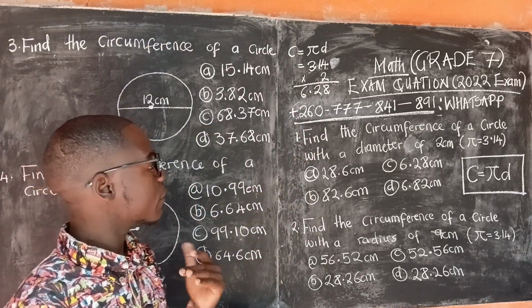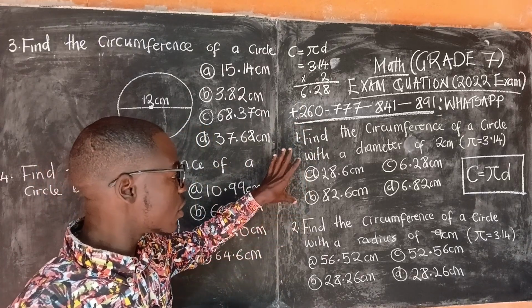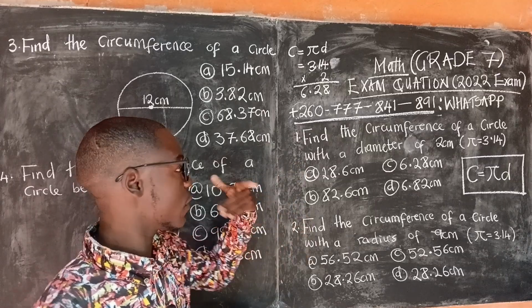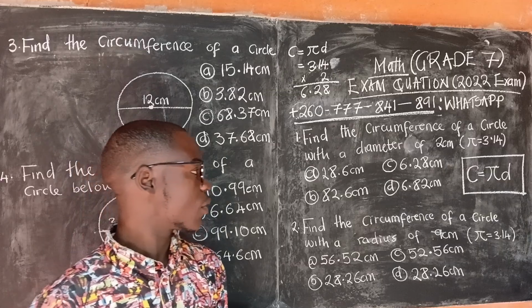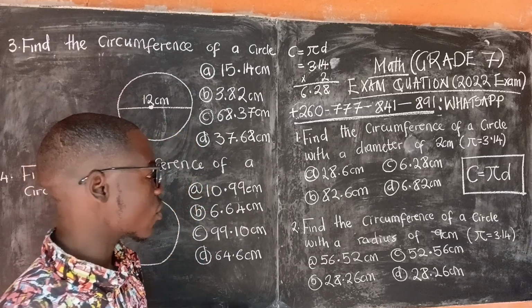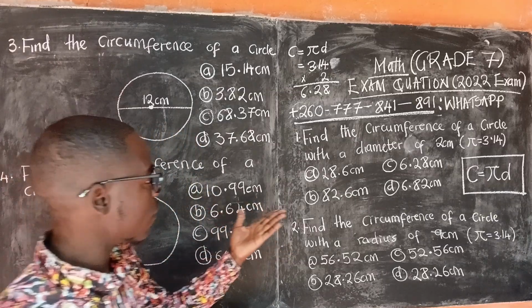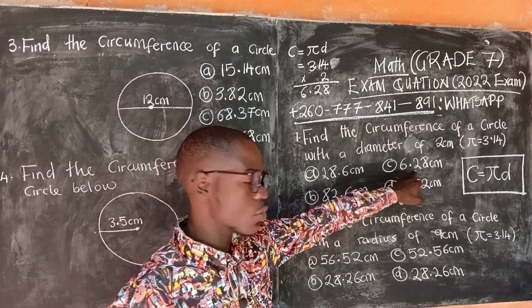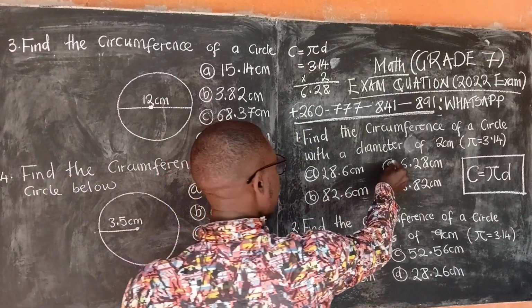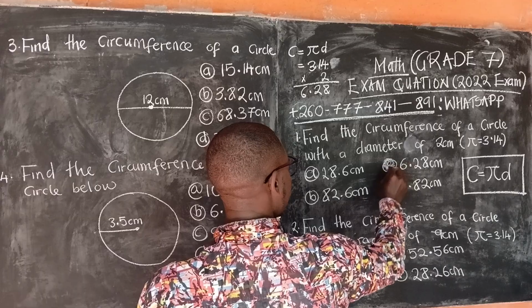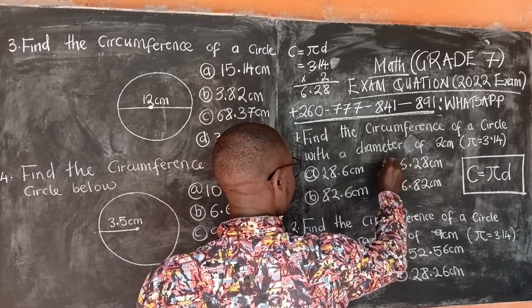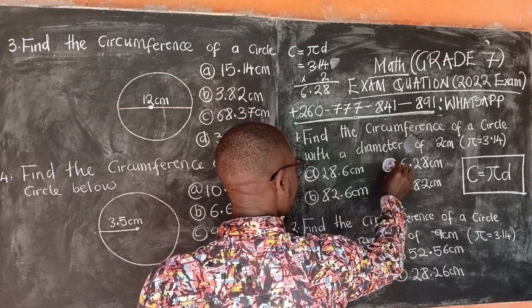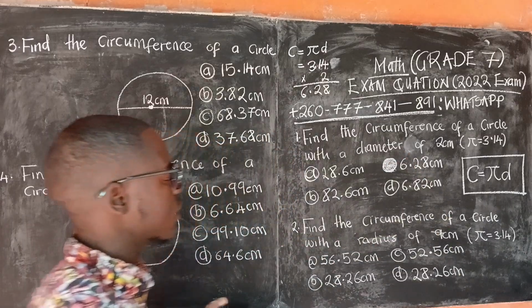6.28. Before you even look at the choices, it's very important for you to solve so that you can see exactly what answer you are going to have. So here the answer we have is 6.28. That is our answer, and we shade just like that. Remember when shading, you shade according to the circle.